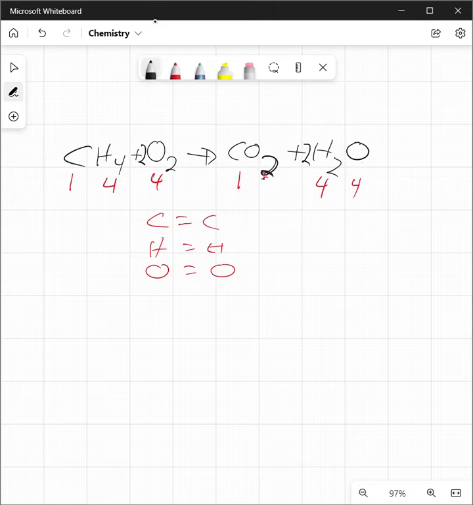Well, let's do another. We're going to have aluminum and chloride reacting to form aluminum chloride.